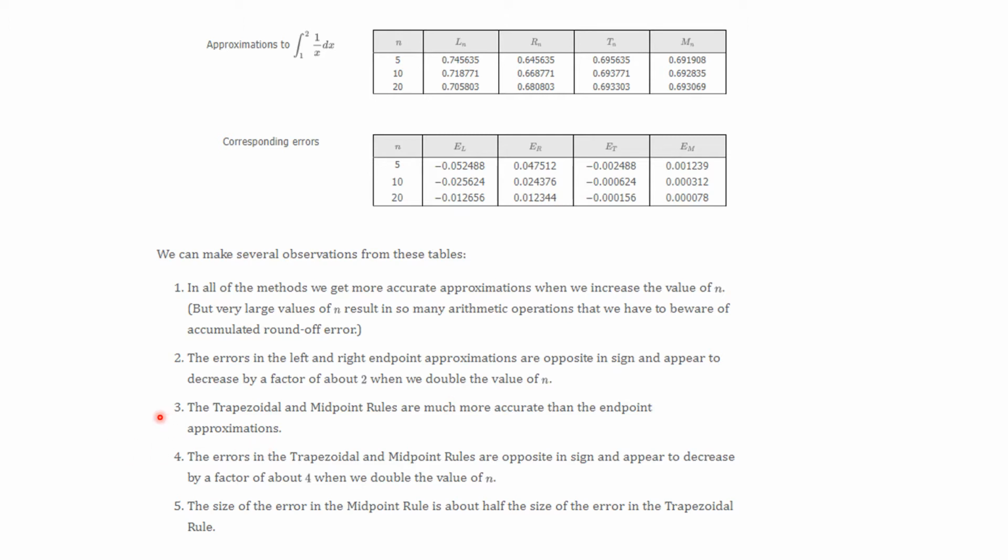The trapezoidal and midpoint rules are much more accurate than the endpoint approximations. So these are better things to do. And the errors in the trapezoidal and midpoint rules are opposite in sign, and appear to decrease by a factor of about 4 when we double the value of n. So they get better, and they get better faster. And the size of the error in the midpoint rule is about half the size of the error in the trapezoidal rule. Again, you can see this from all of these examples.